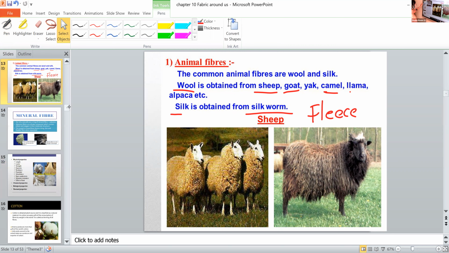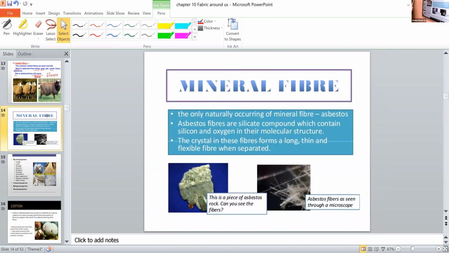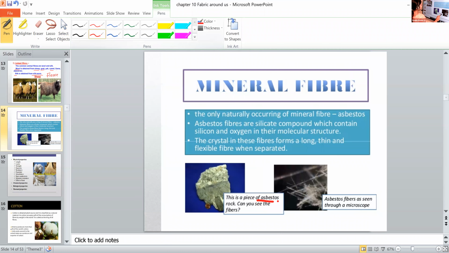One more natural fiber is there. Vegetable fiber, animal fiber, and mineral fiber. So what do you mean by a mineral fiber? Made from the minerals. What is this, Reina? Asbestos. This is a rock. It's a piece of rock.